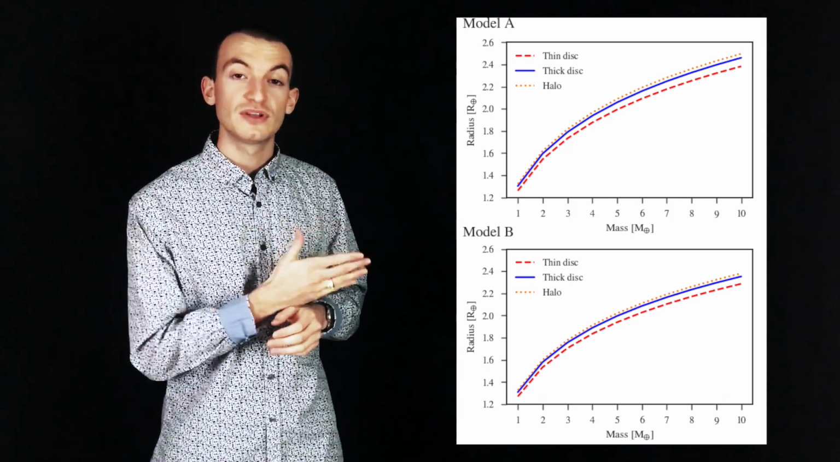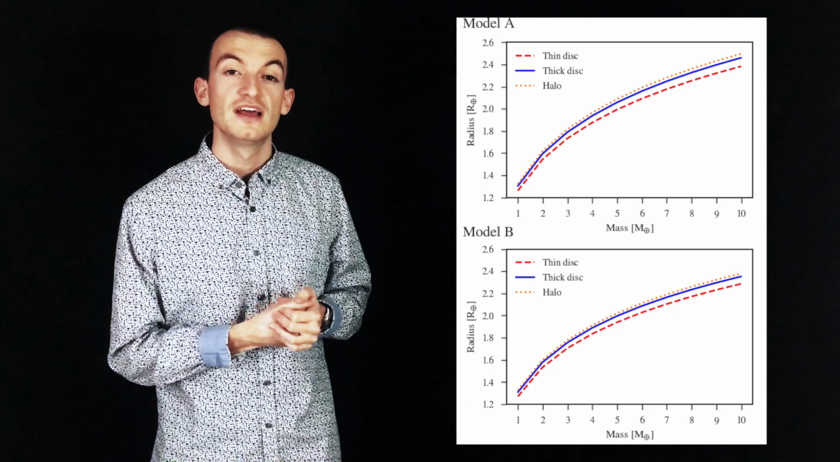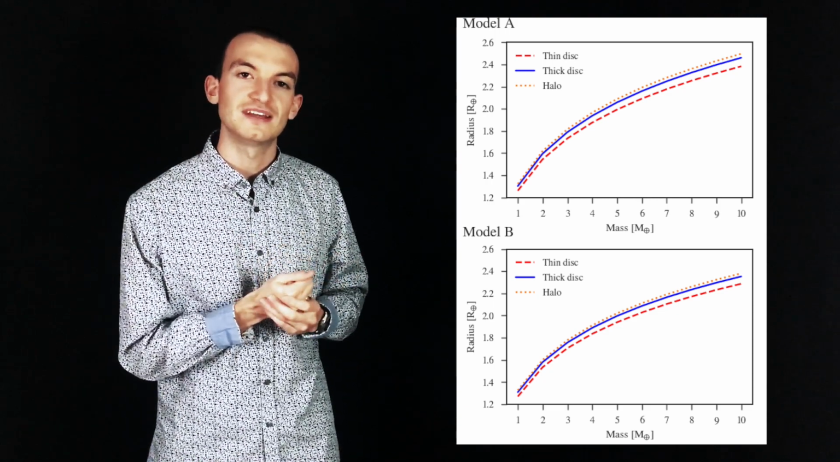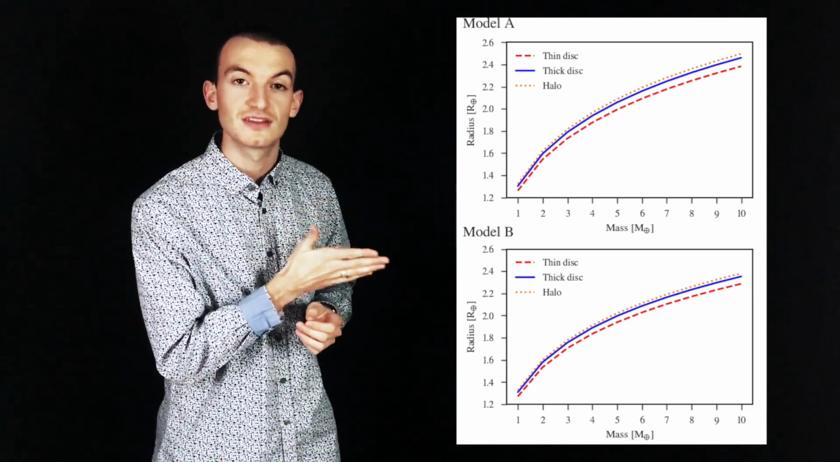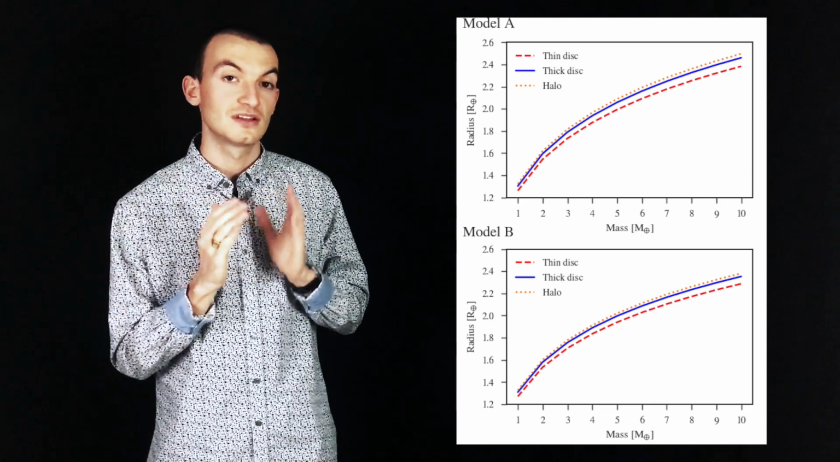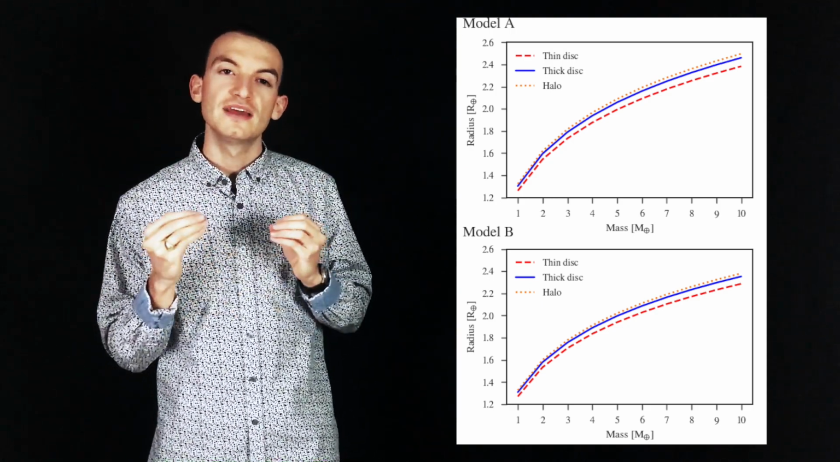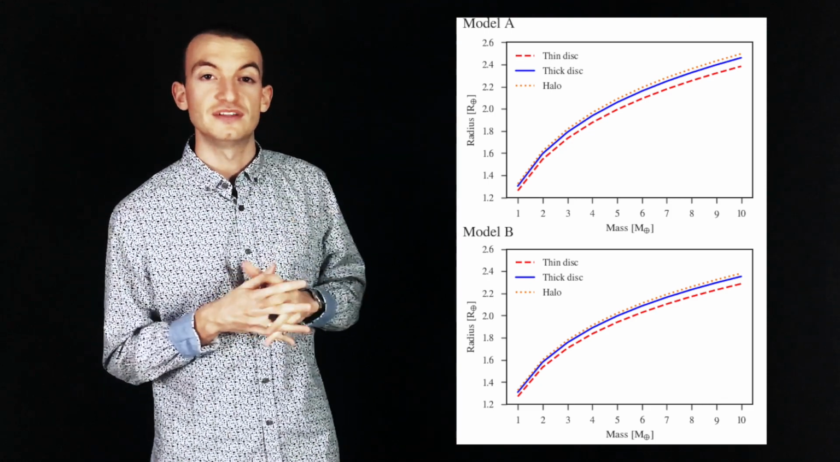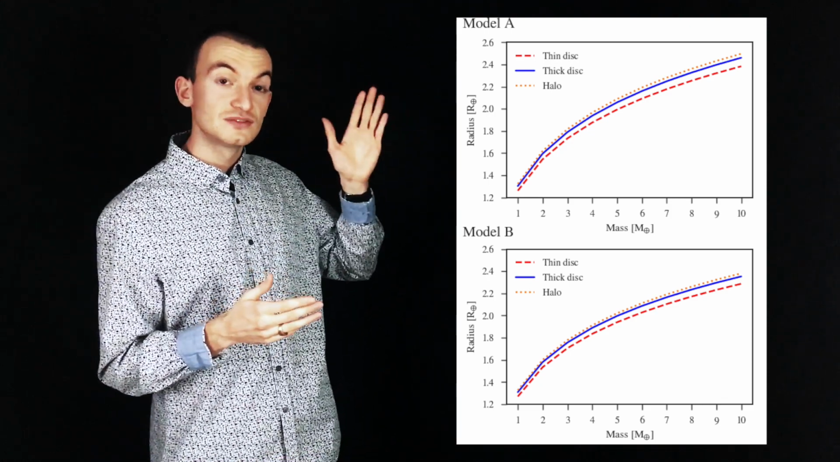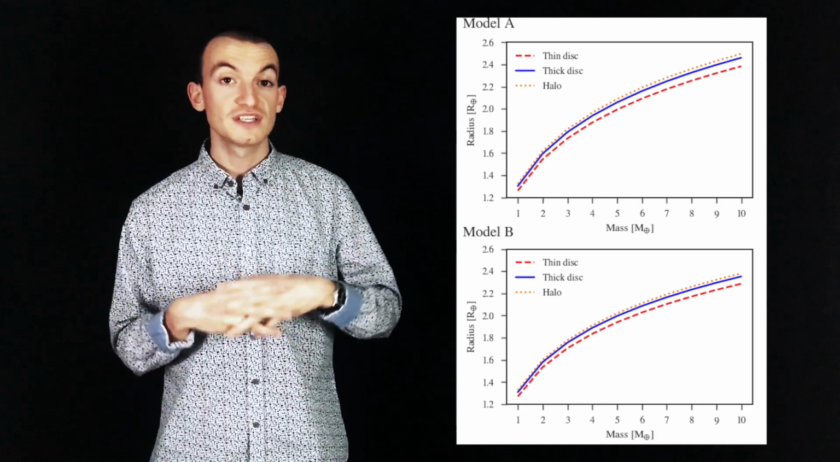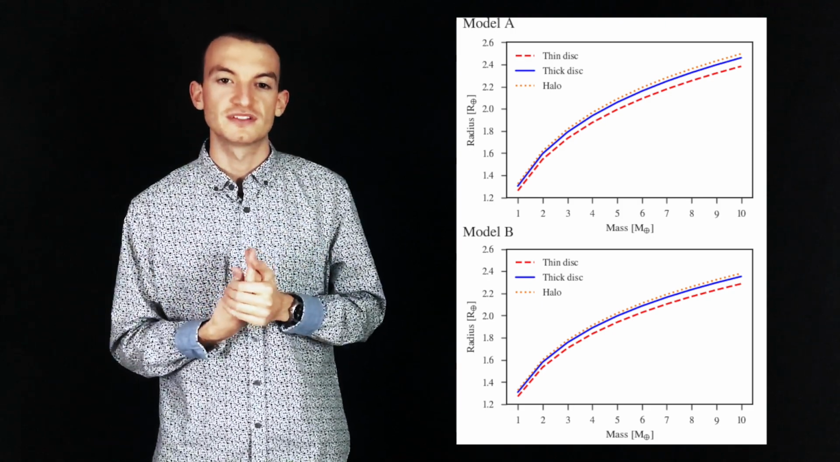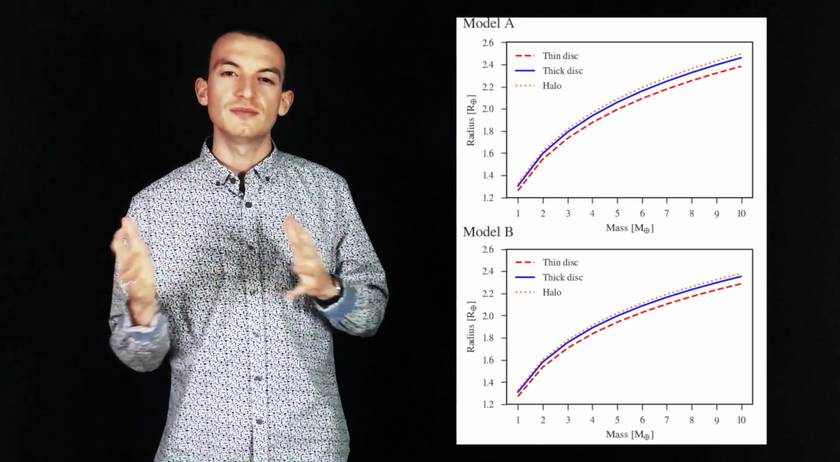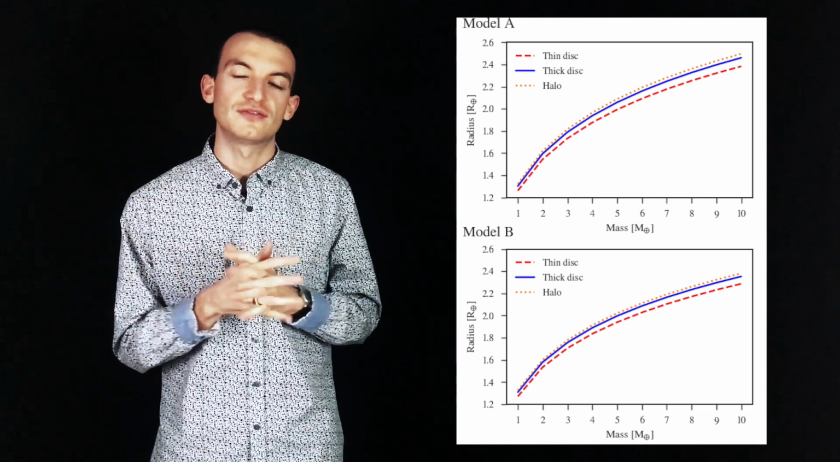And we can see that between the different stellar populations, the median expected radius is different between the thin disk, the dashed red, the thick disk, the solid blue line, and then the dotted orange line is the halo. And so we can see there's a difference. And this difference is reproduced across both models, which gives us good confirmation of the results. But what does it mean that I say this median difference?